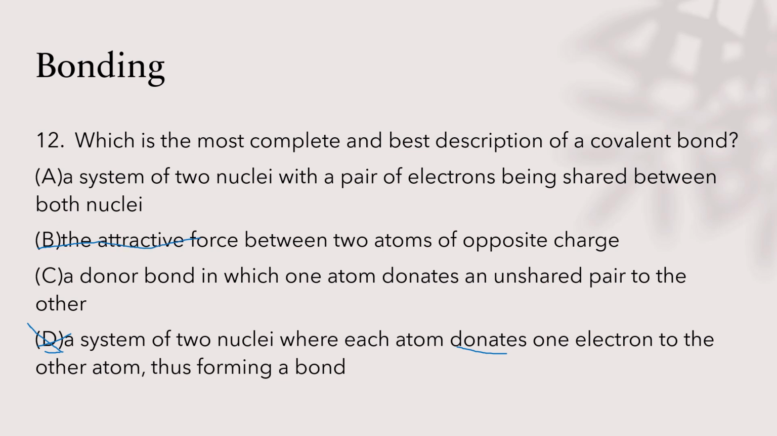Looking at A, a system of two nuclei with a pair of electrons being shared between both nuclei. Well, A is definitely a better sounding choice than C, so A is going to be the correct answer here.